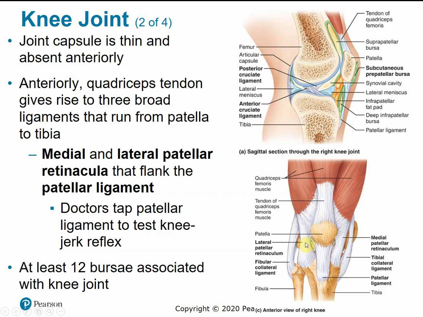So the medial and lateral patellar retinaculum are going to flank, or be side by side of, the patellar ligament. Right, so we have a ligament on the lateral side and a ligament on the medial side. And then we have one connecting the patella, the kneecap, to the tibia. So when you go to the doctor and they tap your knee with the hammer to test your reflexes, they're tapping on this patellar ligament.